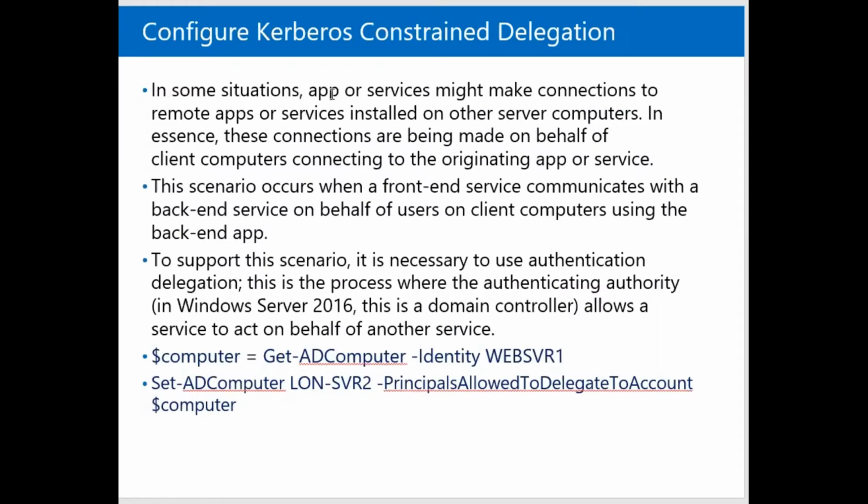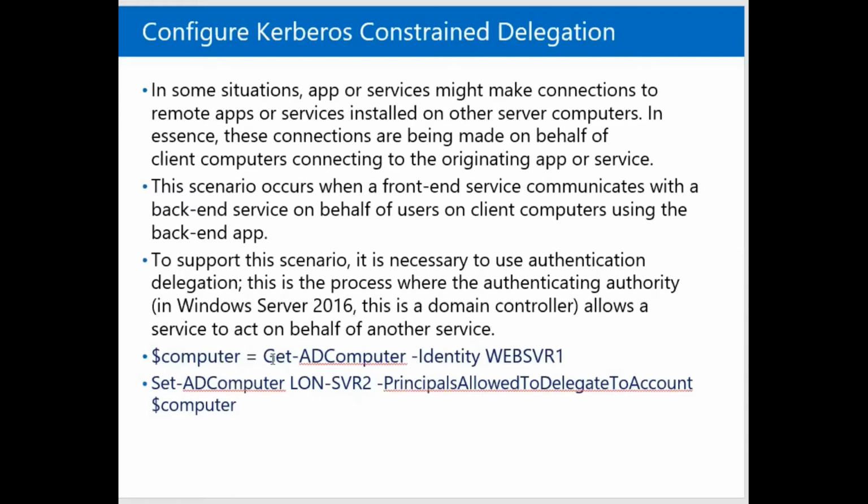In some situations, an app or service might make connections to remote apps or services installed on other server computers. In essence, these connections are being made on behalf of client computers connecting to the originating app or service. This scenario occurs when a front-end service communicates with a back-end service on behalf of users on client computers using the back-end app. To support this scenario, it is necessary to use authentication delegation. This is the process where the authenticating authority allows a service to act on behalf of another service.